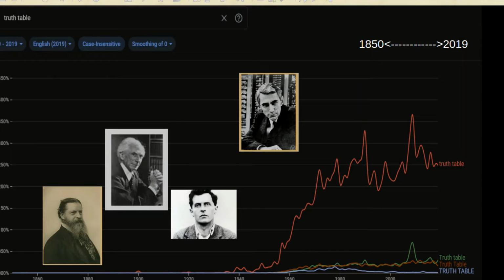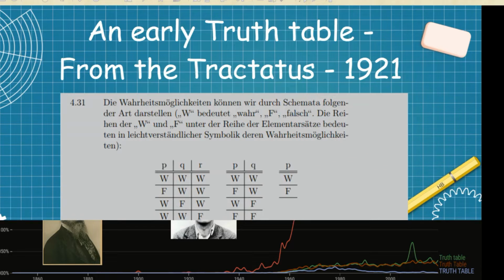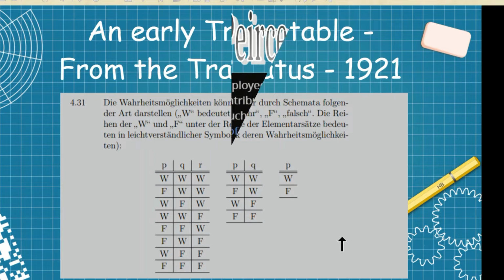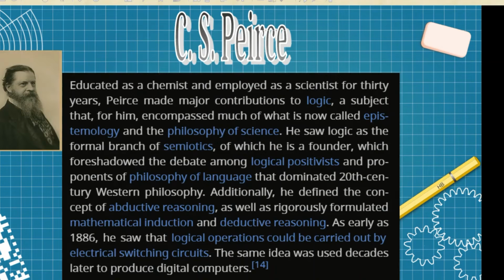So, moving on. This is the earliest truth table from the Tractatus in 1921, and it looks pretty familiar, but it's in German. So W is for true, and F is for false. So for a long time, this was thought to be the earliest truth table, but it goes back really further than that. And it goes back, as I say, to this man, Charles Sanders Peirce.